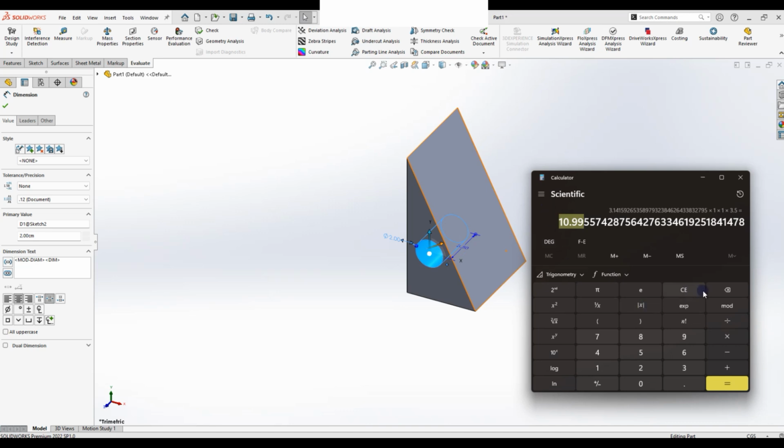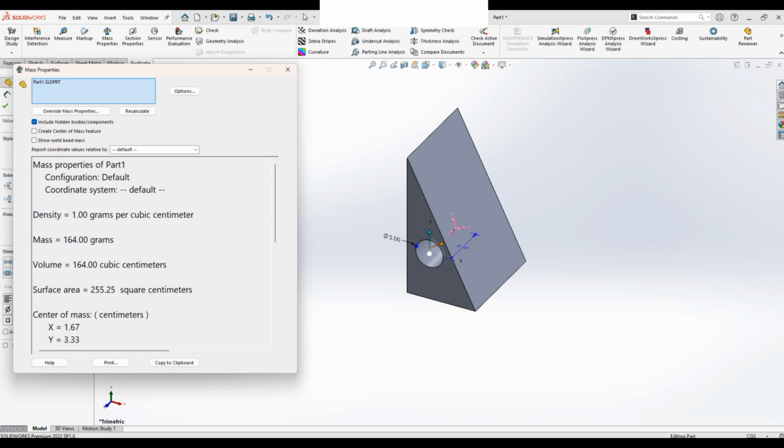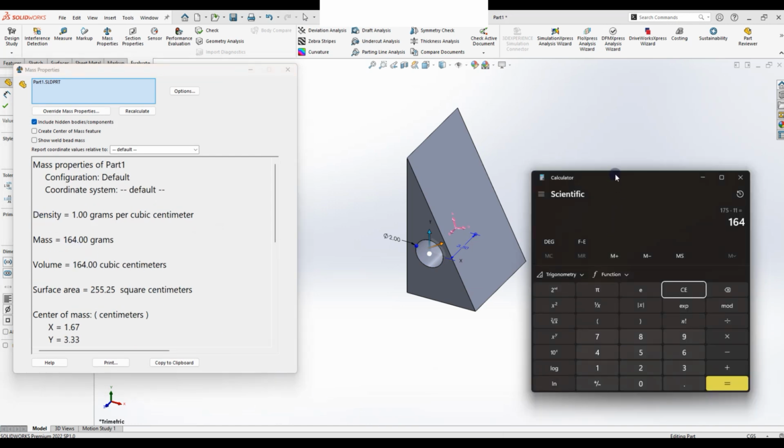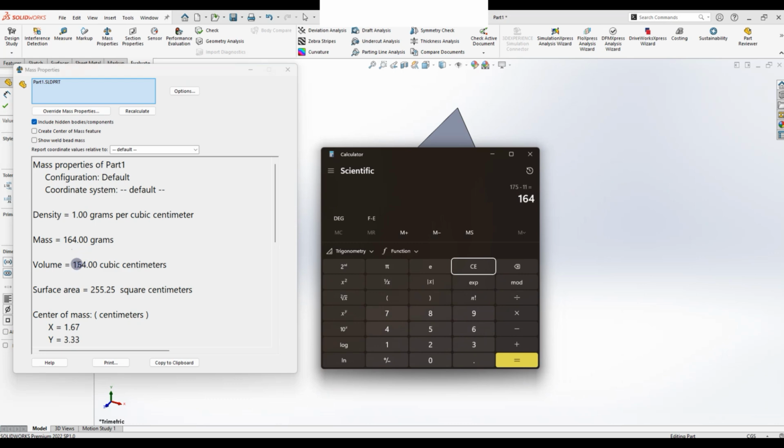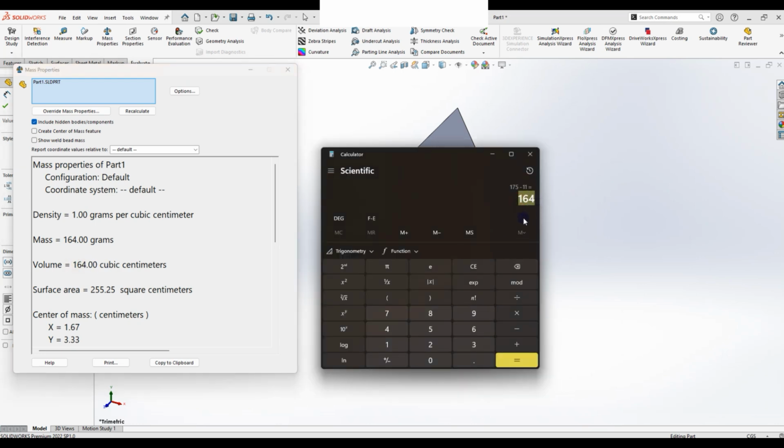Now we're going to subtract this 11 cc from the total volume of the triangle. We got previously 175 minus 11, that is 164 we got. Let's see how much we got here. So the same value, 164 and 164 here.